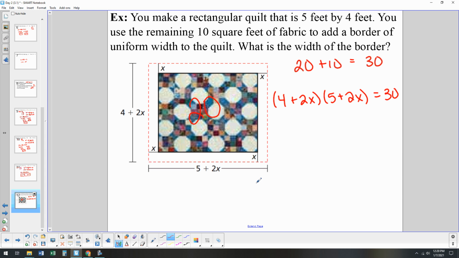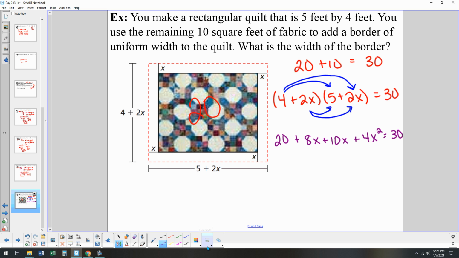So this is a quadratic that we have to solve, but in order to do that, I can't just set each of these equal to 0 because it's not equal to 0 right now. So what I'm going to have to do is multiply first. I'm going to have to do the 4 times the 5, the 4 times the 2x, 2x times the 5, and the 2x times the 2x. So when I do that, I get 20 plus 8x plus 10x plus 4x squared equals 30.